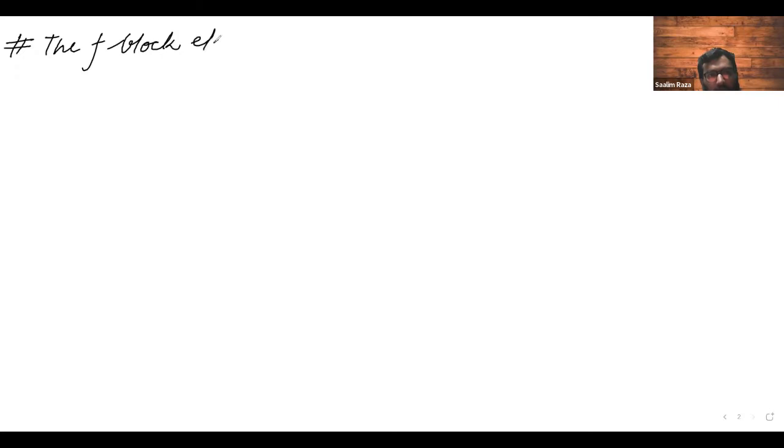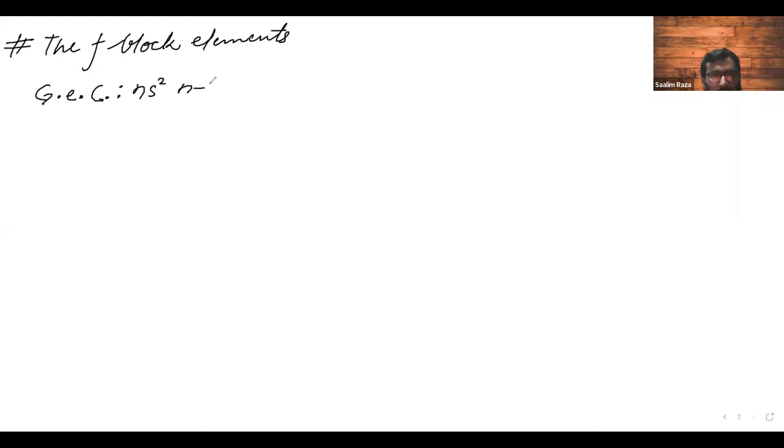The F block elements. What are the F block elements? First of all, the general outer electronic configuration, which we have been writing like this, GC. When I say general electronic configuration, it means the outer electronic configuration, correct? So this will be ns2 first.